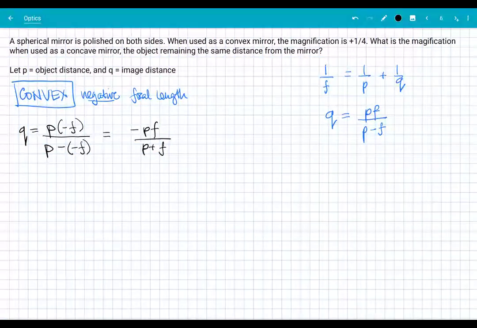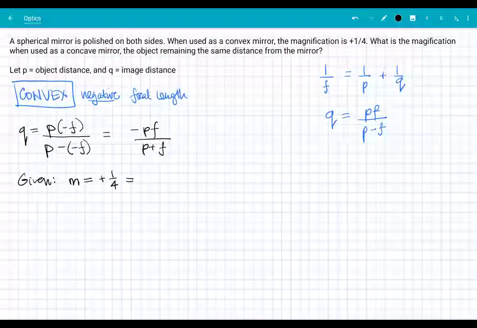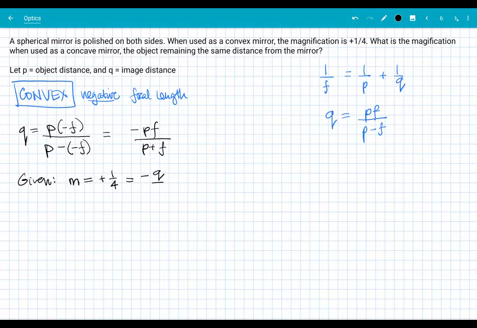And you might be like, well, why do I care about that? Well, I care about that because for this case, remember that I'm given that when we use it as a convex mirror, the magnification is equal to positive 1/4. That's super useful because the magnification equation is negative Q over P. So I'm going to put that over here on the right where I have these other equations. The magnification is equal to negative Q over P.